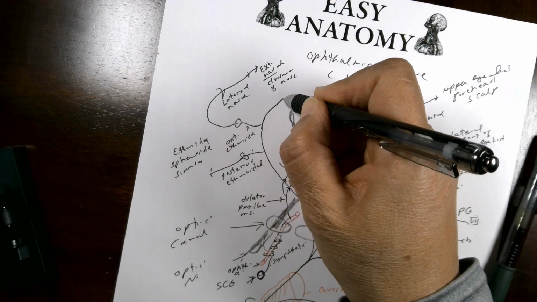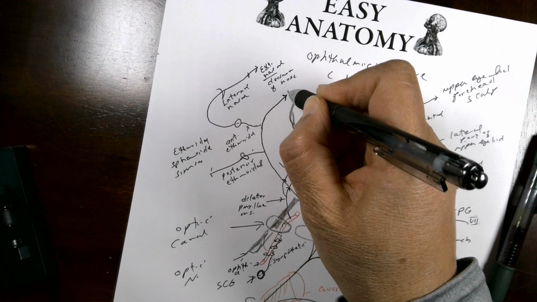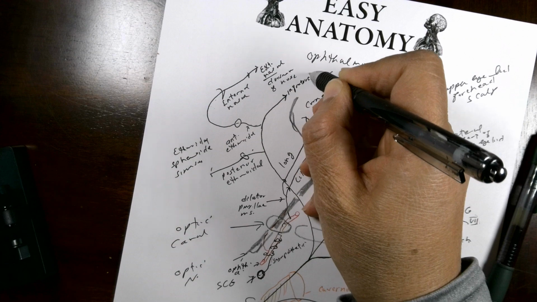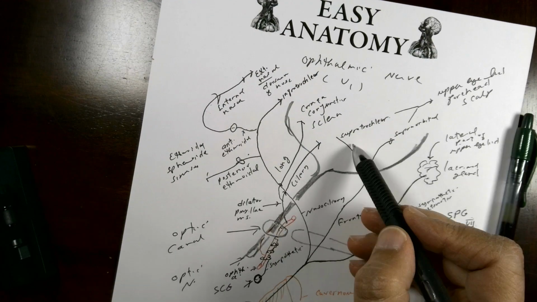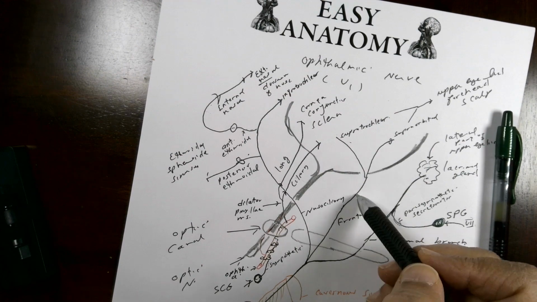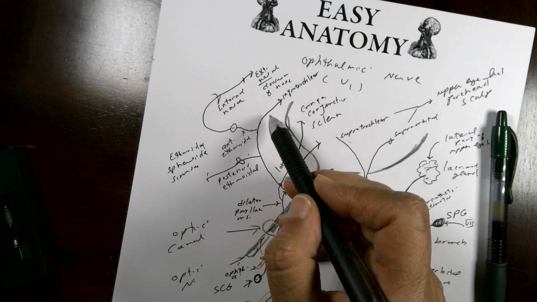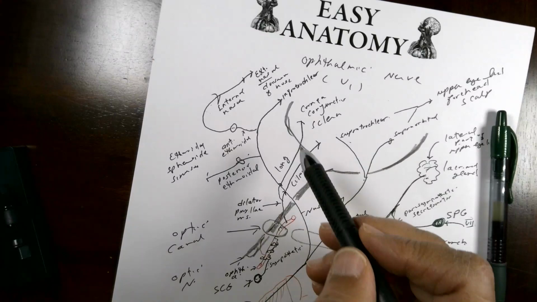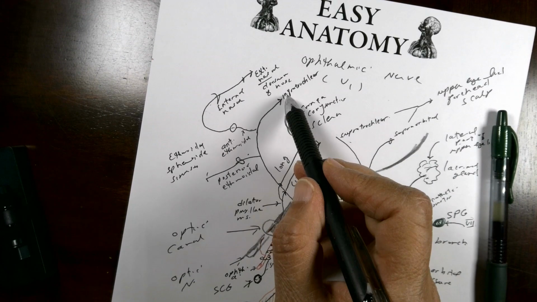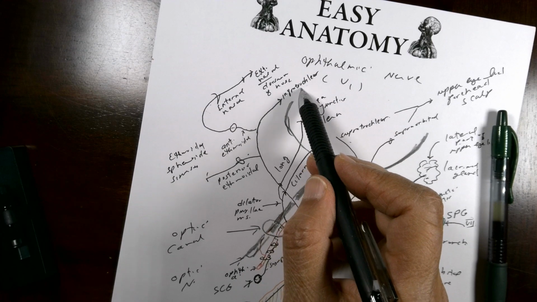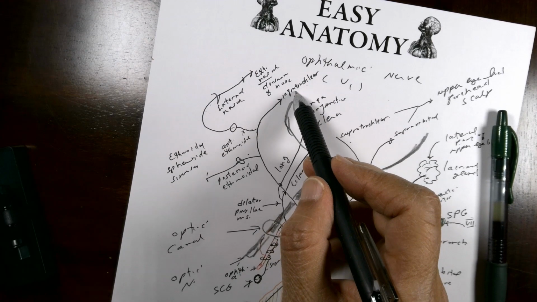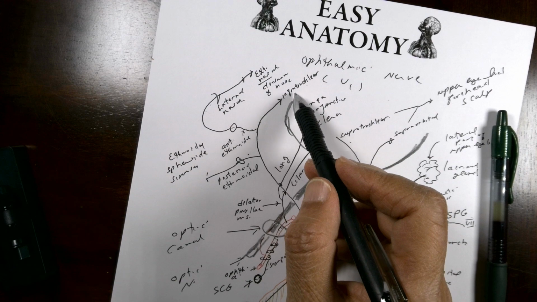The nasociliary itself continues as infratrochlear. So you have supratrochlear, which is one of the two terminal branches of the frontal. You have infratrochlear, which is a continuation of the nasociliary nerve. And the infratrochlear supplies the medial angle of the eye, which is the junction between the upper and the lower eyelids.